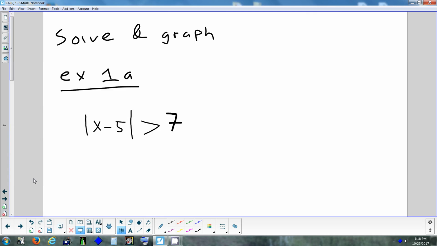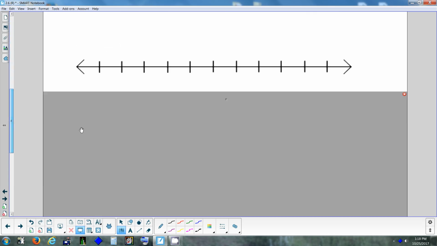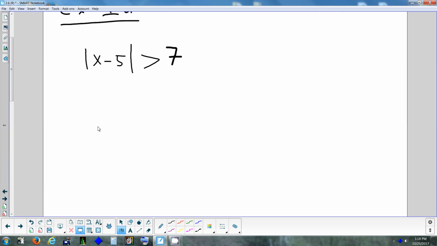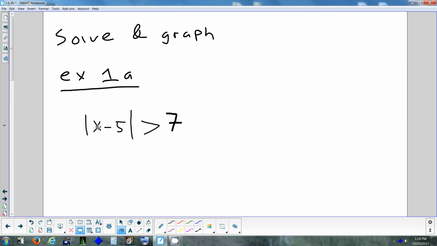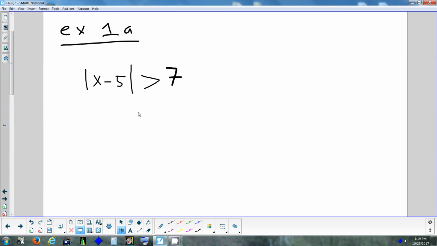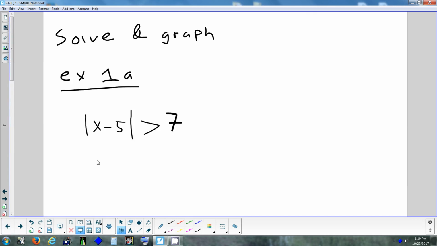Good. So let's look at example. What we'll do, guys, is 1A and 1B, all right? We'll do those together. And then 2A, 2B, you guys will do them on your own. Then we'll come back together and we'll go over them. All right? So we got absolute value of x minus 5 greater than 7. Savannah, what's the first thing I have to ask myself before I split it?